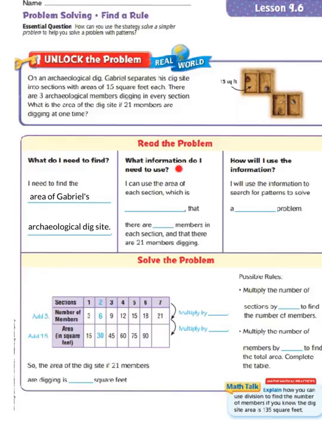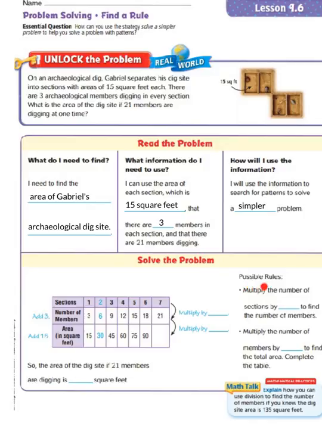So, what information do I need to use? I can use the area of each section, which is 15 square feet, that there are 3 members in each section, and that there are 21 members digging. So how will I use the information? I will use the information to search for patterns to solve a simpler problem. Okay, so let's begin solving the problem.